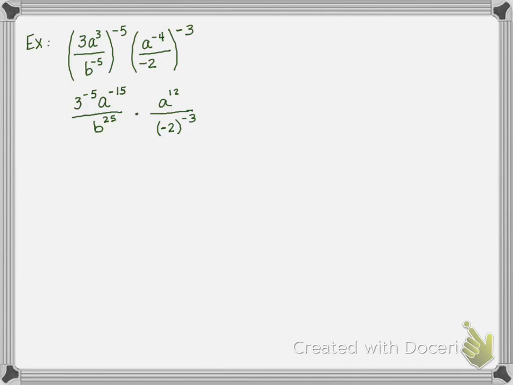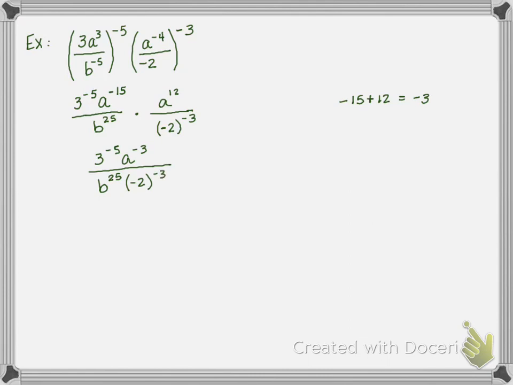So now we have two choices. We can take care of the negatives, or we can combine where I have two factors with the same base. I'll take care of that first, because I have a to the negative 15th and a to the 12th. An exponent of negative 15 and an exponent of 12 will give me an exponent of negative 3. So all one big fraction: 3 to the negative 5th, a to the negative 3rd, b to the 25th, and negative 2 to the negative 3rd.